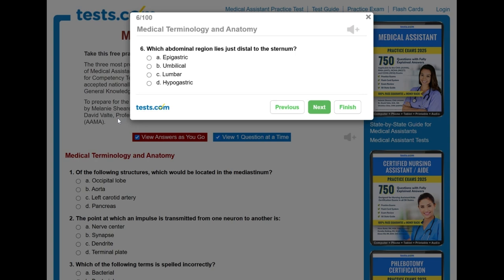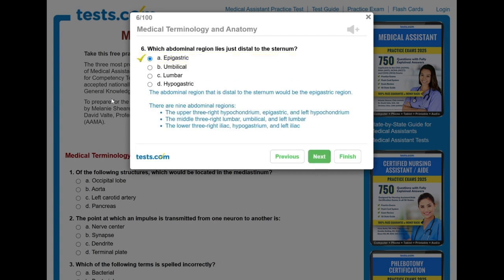Question 6. Which abdominal region lies just distal to the sternum? A. Epigastric. B. Umbilical. C. Lumbar. D. Hypogastric. A. Epigastric. The abdominal region that is distal to the sternum would be the epigastric region.